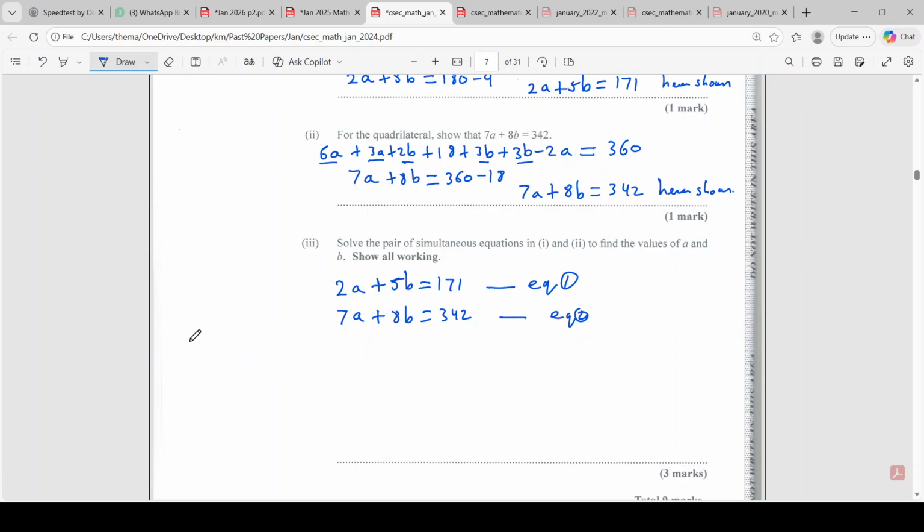Alright, so I want to change equation 1. So I would say take 7. So 7 multiplied by equation 1 becomes 7 2s are 14A. 7 5s are 35B equal to 171 times 7 is how much?